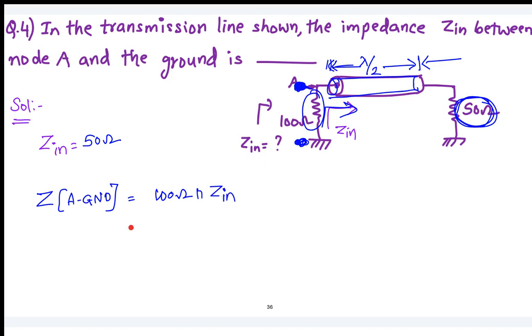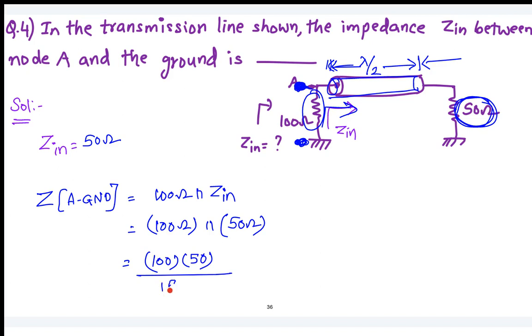So what is the answer you are going to get? Calculate and tell me: 100 ohms in parallel with 50 ohms. Find out what the value is. 100 into 50 divided by 100 plus 50. So you are going to get 100 by 3, which is 33.33 ohms. Okay, I'll go to the next problem. Do you have any questions in this problem?